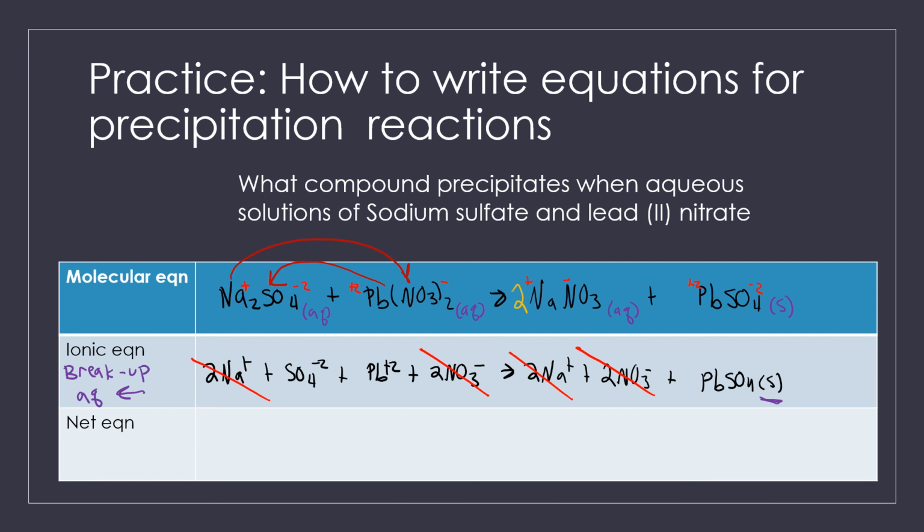Our last step is to just take anything that did not get crossed out and write it down into our net equation. So we have SO₄²⁻ plus Pb²⁺, oops, not a plus sign, goes to PbSO₄, make sure to writing down that solid. So this shows us that what actually happened in this reaction was sulfate combined with lead to make lead sulfate solid. All right, I hope that explains a little bit about what our precipitation reactions are going to be looking like.